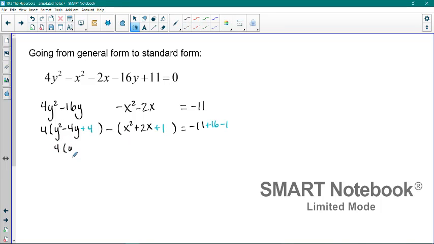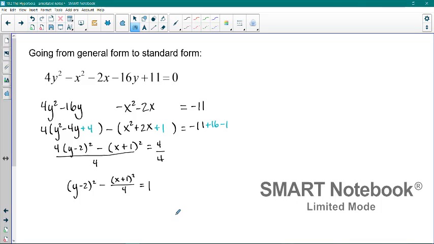When we factor, we have 4 times (y minus 2) quantity squared, minus (x plus 1) quantity squared, is equal to negative 11 plus 16 is 5, minus 1 is 4. Like the ellipse, the hyperbola is also needing to be equal to 1 for standard form. We'll divide both sides by 4. 4 divided by 4 is 1, so I have (y minus 2) quantity squared, I could put it over 1, but no need. (x plus 1) quantity squared divided by 4 is equal to 1.